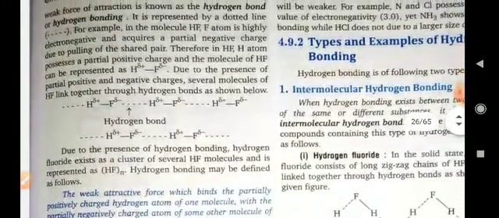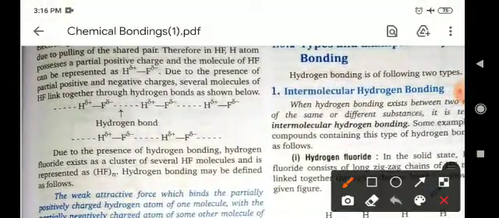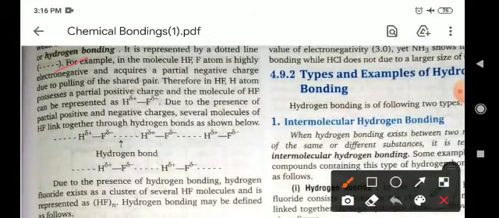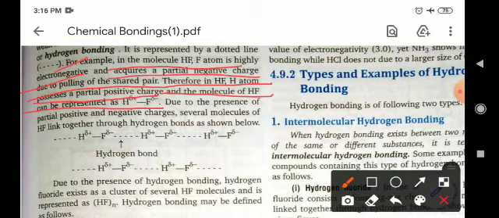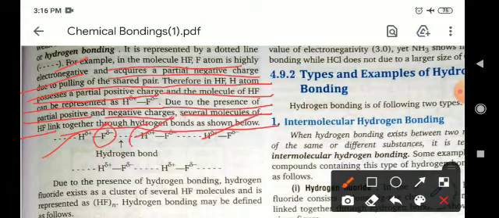Now examples of hydrogen bonding. For example, HF. In the HF molecule, the fluorine atom is highly electronegative and acquires a partial negative charge due to pulling of the shared pair. Therefore, in HF, the hydrogen atom possesses a partial positive charge, and the HF molecule can be represented as H plus and F minus. And due to the presence of partial positive and negative charges, several molecules of HF link together through a hydrogen bond, as shown below. So HF, HF, HF. The fluorine of this HF and the hydrogen of this HF form a temporary bond. The dotted bond seen here is known as the hydrogen bond.